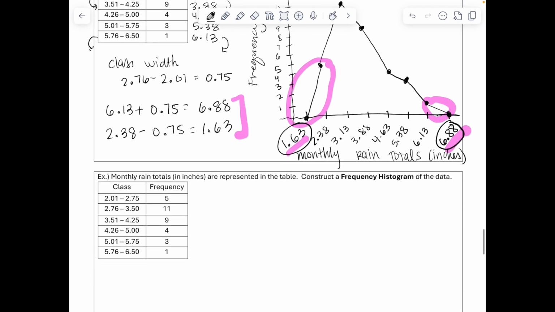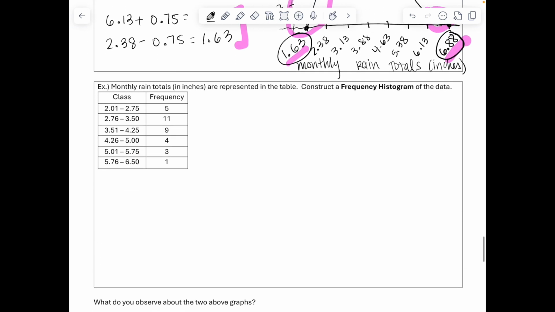The example right below this is very similar. This one says monthly rain totals in inches are represented in the table. Construct a frequency histogram of the data. And you'll notice that the data is identical. And remember that a histogram is where our bars are going to touch one another. And so again, for this, we will need midpoints since we are dealing with that grouped data.